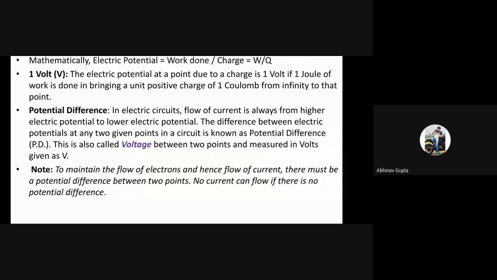Just note that to maintain the flow of electrons, that is, the flow of electric current, there must exist a potential difference between the two points. No current can flow if the potential difference between the two points is zero. For current to flow, you need a potential difference, or a voltage. A voltage must exist, then only current can exist. I hope it is clear now.